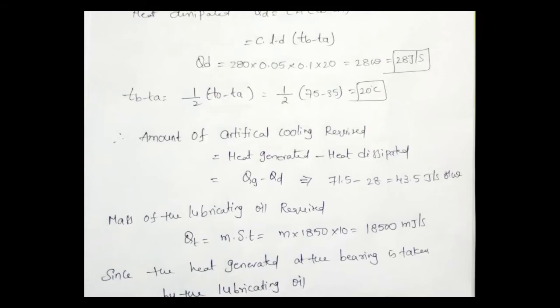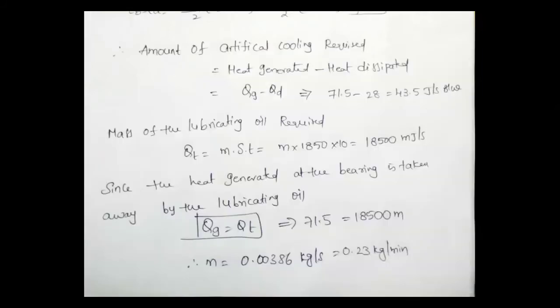So for artificial cooling, this 71.5 is the amount of heat generated, so Qt equals M into S into T, where M is the mass of the lubricating oil. Qt equals M into S into T. The S value is already mentioned, 1850, so the M value is required to be calculated. The T value is 10 degrees centigrade, I hope. So please equate those two equations.